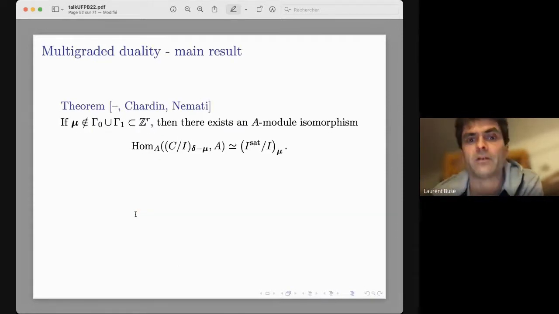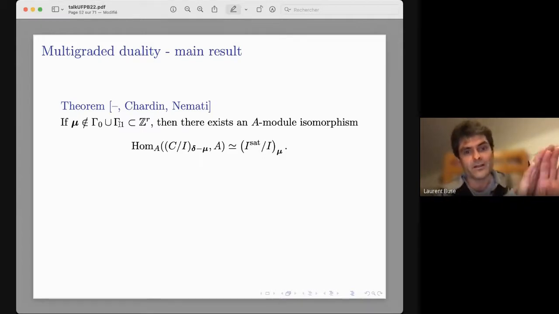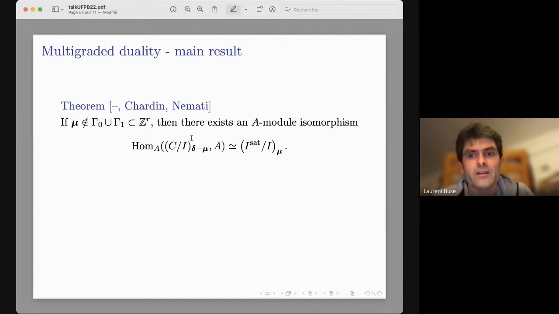So here is the theorem we got. If you take a multi-degree, so thinking about the previous picture, a bidegree that is not in gamma 0 union gamma 1, that is, not in the red and yellow regions, then you have the duality that we have seen before. Exactly: I sat mod I in this multi-degree mu is isomorphic to C mod I in degree delta minus mu. So if you are outside the red and yellow regions, you have duality. In the red and yellow, you don't have it. You have something more complicated. We can say something about this, but it's not this kind of duality.